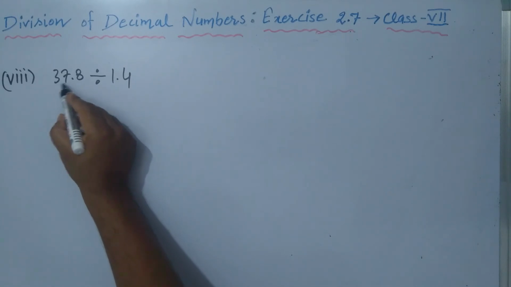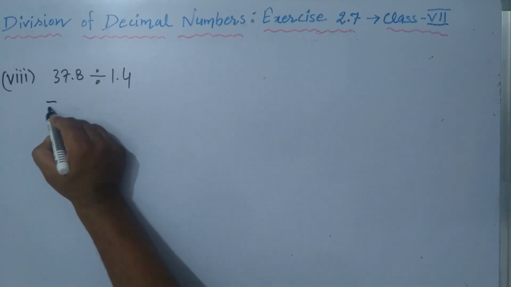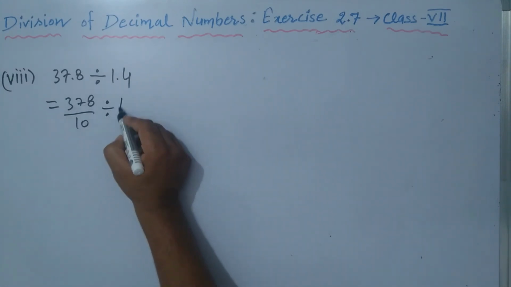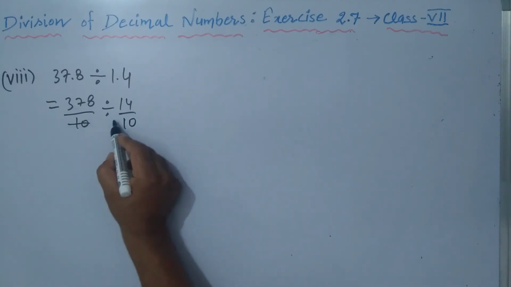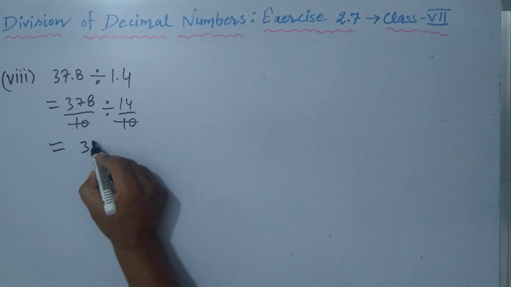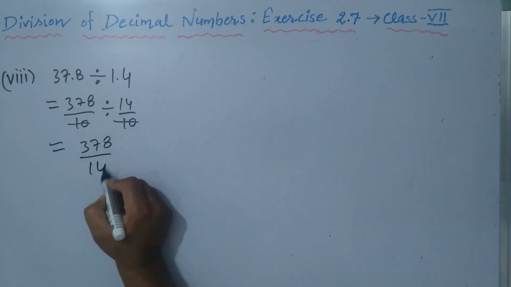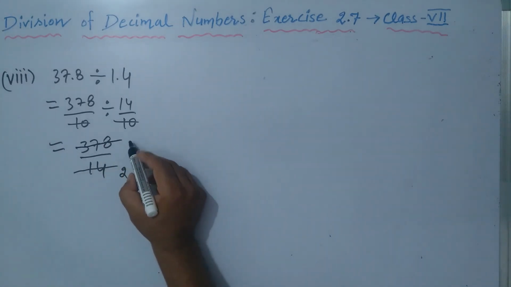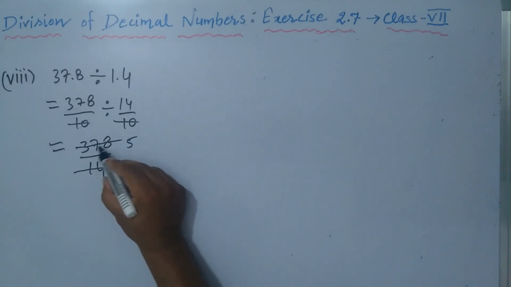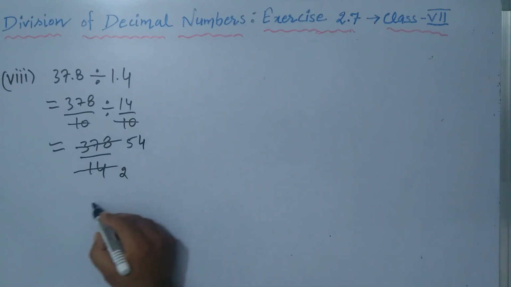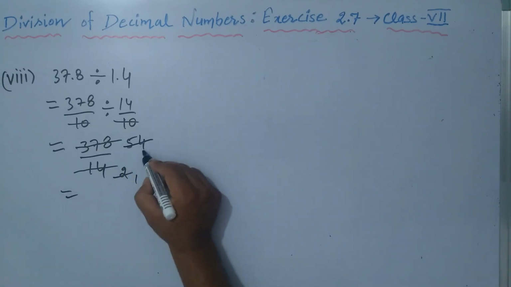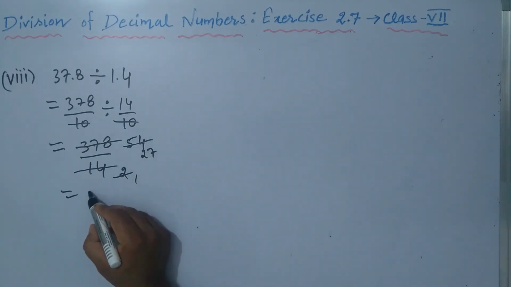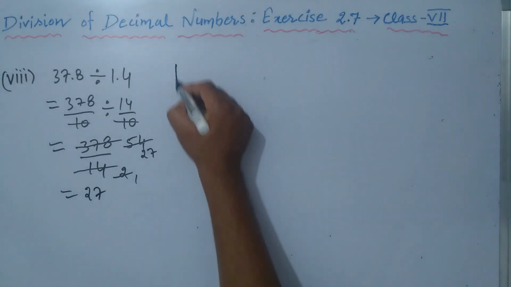Eighth part, 37.8 divide 1.4, 378 divide 10 divide 14 upon 10, 10 10 cancel, 378 divide 14, 7 2s are 14, 7 5s are 35, 7 4s are 28, 2 1s are 2, 2 2s are 4, 2 7s are 14, 27 is the final answer.